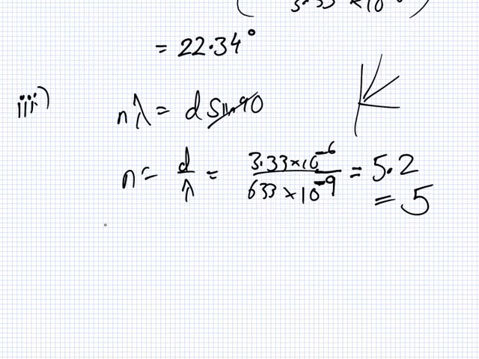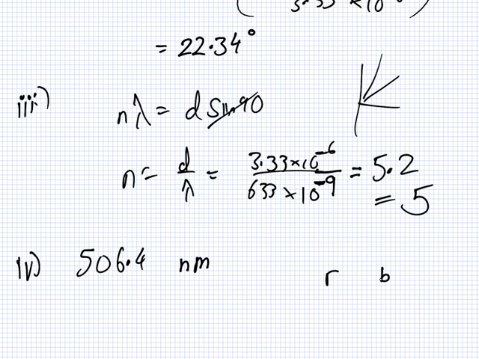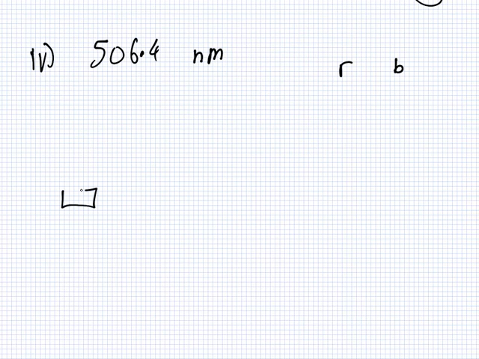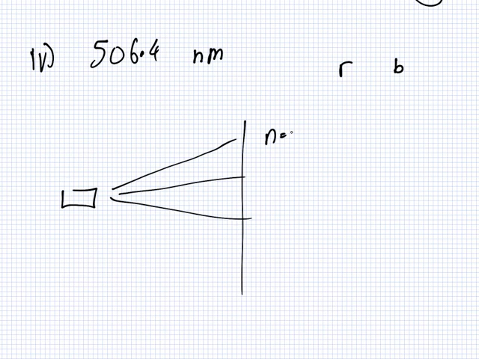Okay, the red light is replaced by blue light, wavelength 506.4 nanometers. And it's found that the diffraction angle of one order of red light is exactly the diffraction angle of the blue light in the next order. So this one's a bit confusing, but what they're saying here is that you have an order for red light, for example, order equals 3.